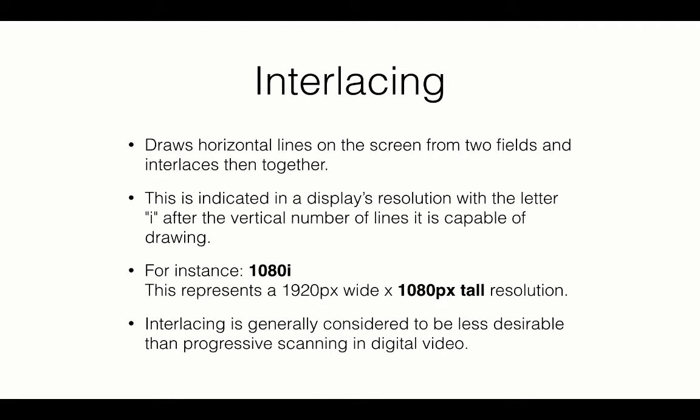Okay. If you see something that is like 1080i, for instance, that's interlacing. Interlacing draws horizontal lines on the screen from 2 fields and interlaces them together. This is indicated in a display's resolution with the letter I, as I said before, right? And it's the same principle where, in this instance, 1080i is the representation of 1920 pixels wide by 1080 pixels tall. All right, interlacing is generally considered to be a less desirable solution than progressive scanning in digital video, but you'll still find a lot of really nice TVs that use interlacing.